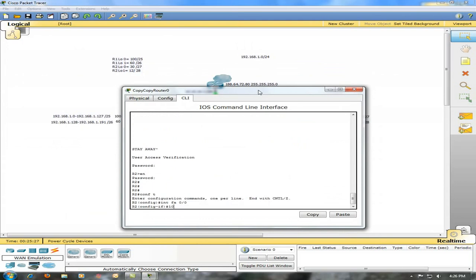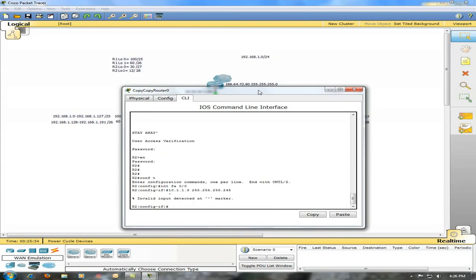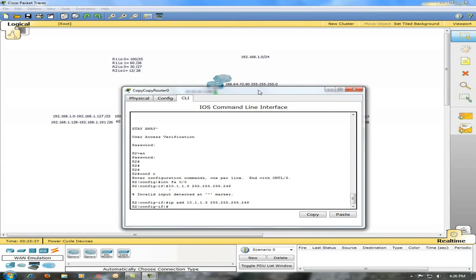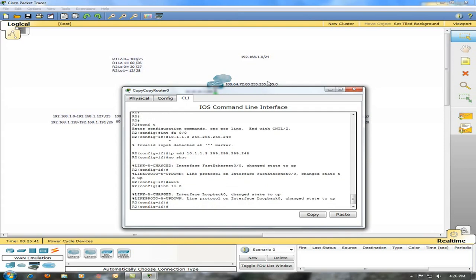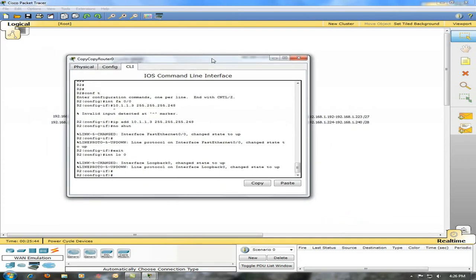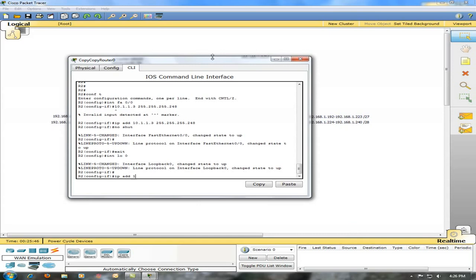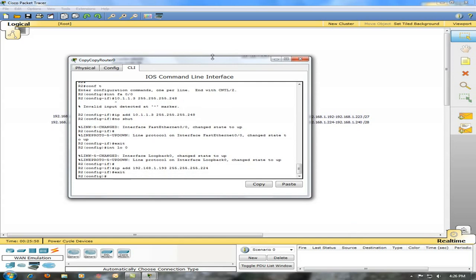FastEthernet was 10.1.1.3, 255.255.255.248. It would help if I put IP address and a no shut. Interface loopback 0, IP address 192.168.1.193, 255.255.255.224. Exit and interface loopback 1.